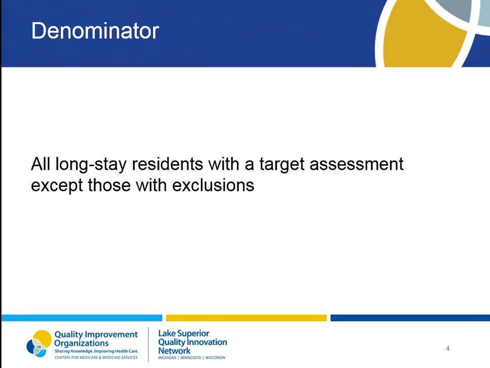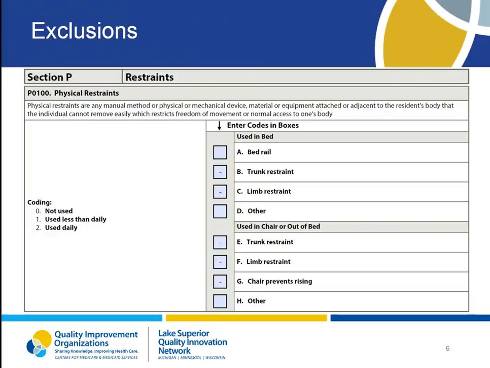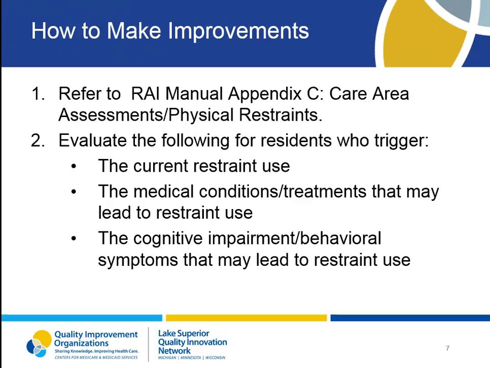The denominator is the number of long-stay residents with the target assessment except those with exclusions. And there are 5 exclusions for this quality measure. P0100B, C, E, F, or G is coded with a dash, which means they were not assessed. Those are the only exclusions.